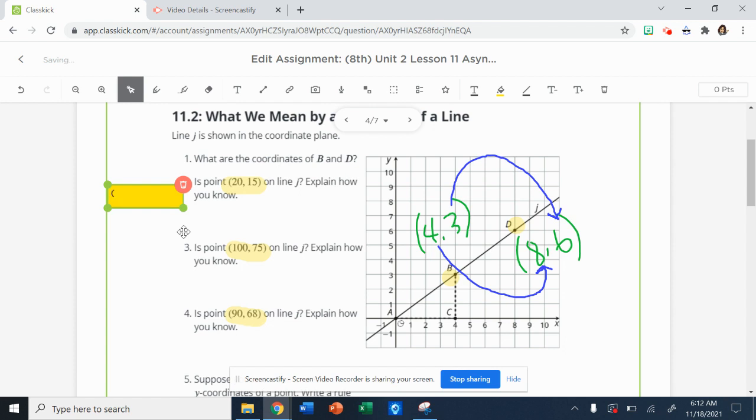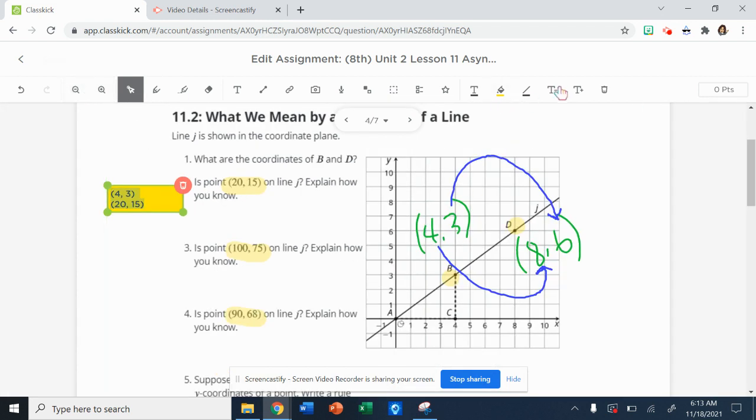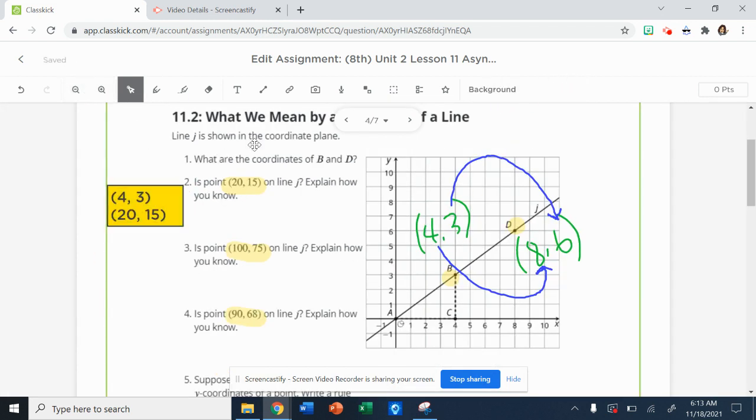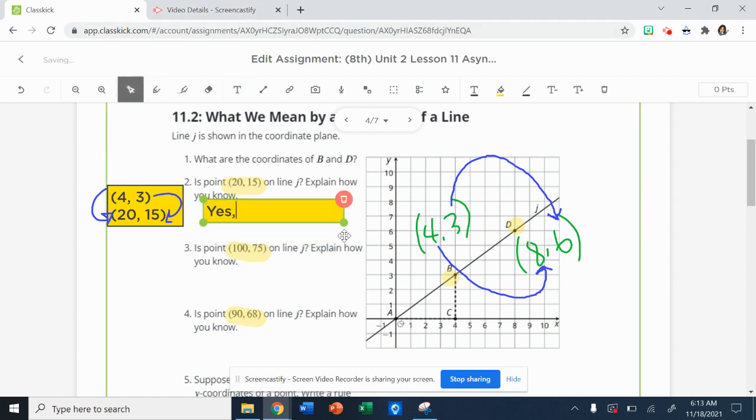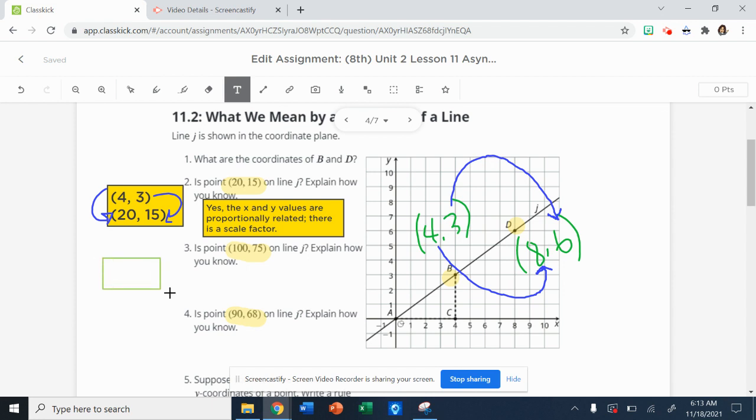If you can imagine the coordinate pair 4, 3, and compare it to the coordinate pair 20, 15, the same pattern that we can kind of see between 4, 3 and 8, 6 exists here, in the sense that we can multiply 4 times 5 to get 20 and 3 times 5 to get 15. And so the reason why 20, 15 is on the line is because the x and y values are proportionally related. There is a scale factor, right? And so you want to investigate whether or not that's true for the other options.